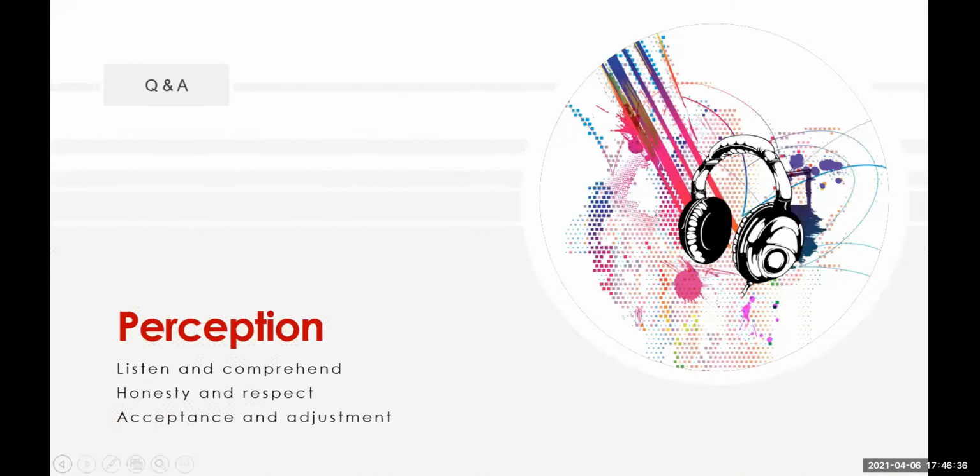Next is the perception. What perception do you give to your audience? Your audience could be a general audience, your supervisors, or any external guests. What is important is what perception they have, what they are thinking about you.